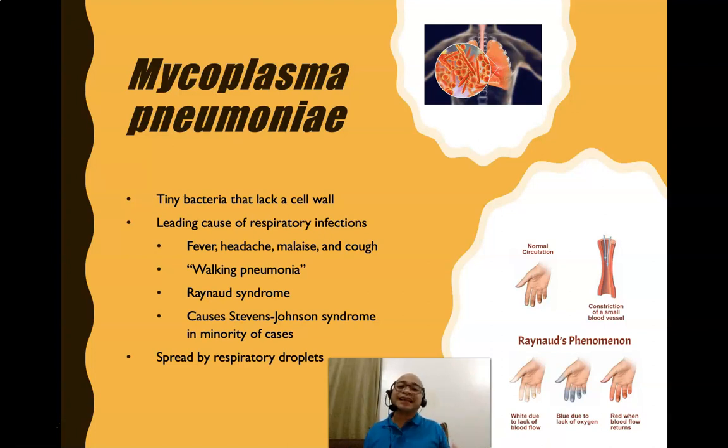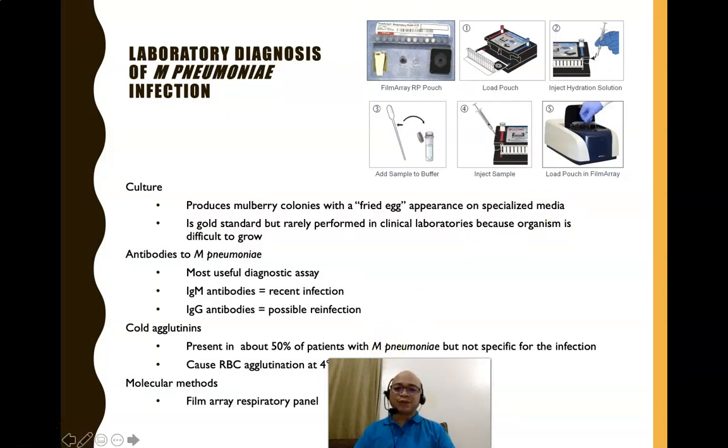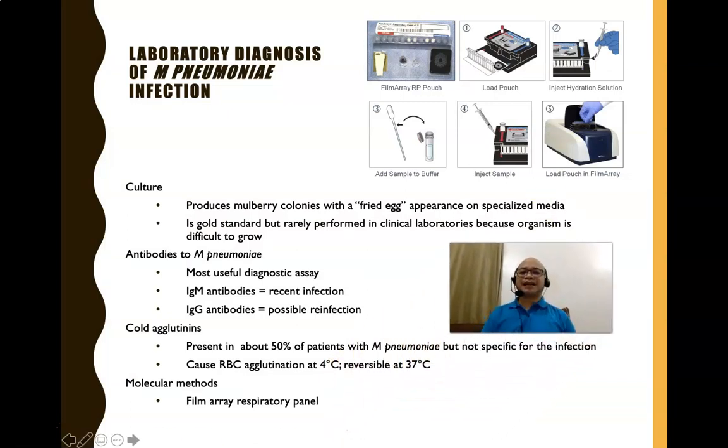So how do we get Mycoplasma pneumoniae? Again, by means of respiratory droplets. So wearing a surgical mask is, of course, one way of preventing the infection. So how do we diagnose it? Culture. It's quite difficult to culture it.